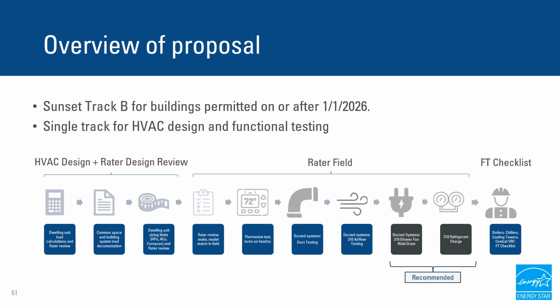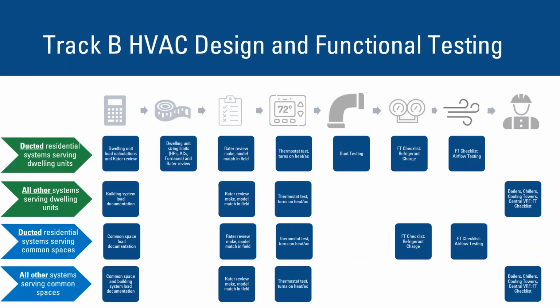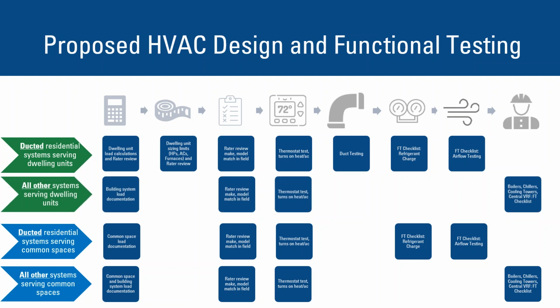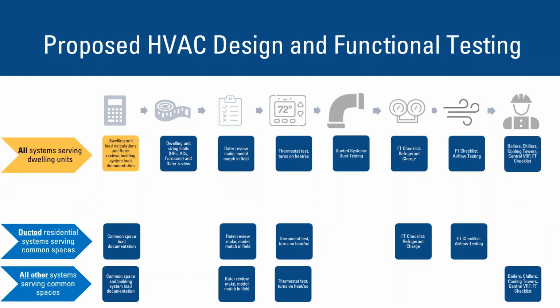So I'm going to go through how this looks. How do you get from where we just were with track B to this? What are the changes that you're looking at? So this is the diagram for track B again. And what happens with dwelling units? Well, first, we're going to consolidate to start talking about all systems serving dwelling units. And so if something's highlighted in yellow, that means it's an adjustment. If it stays in blue, it's the same as what you were doing for track B currently.